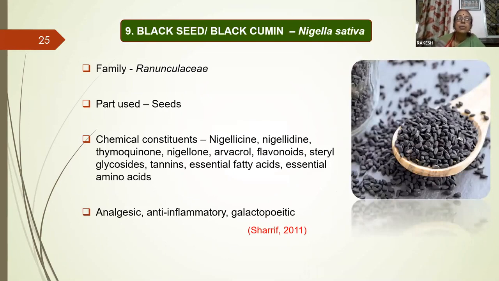This is black seed or black cumin, Nigella sativa. It is known in Hindi as kalonji, which is readily available. It belongs to the family Ranunculaceae. The plant part used is seeds. The chemical constituents are nigellicine, nigellidine, thymoquinone, nigellone, carvacrol, flavonoids, steryl glycosides, tannins, essential fatty acids, and essential amino acids. It has an analgesic, anti-inflammatory, and galactopoietic effect.